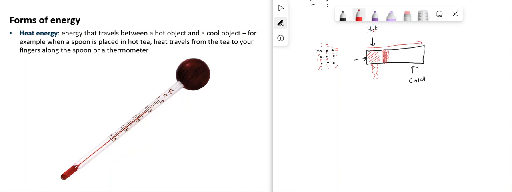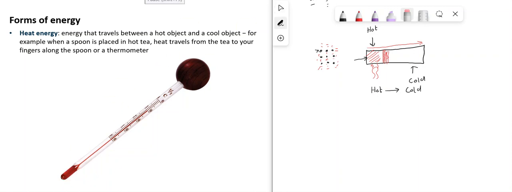Essentially the way that heat moves, it moves from hot to cold. So heat energy goes from hot to cold, or hot to cooler. That's the way heat moves. It doesn't move in this direction. It doesn't go from cold to hot. It moves from hot to cold. That's the way that heat energy moves. And that's how a thermometer works.